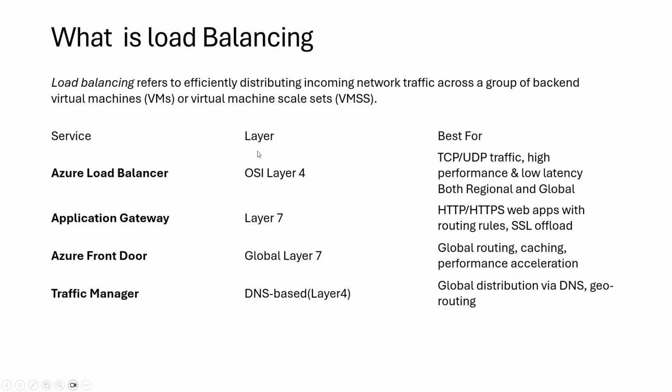Now let's discuss the third load balancing service provided by Azure, which is Azure Front Door. Azure Front Door also operates at layer 7, but it is a global service as compared to Application Gateway. Azure Front Door is a global application delivery network that acts as a smart front entrance to your web application. It routes users to the closest or healthiest backend region, accelerates traffic through Microsoft's Edge network, handles SSL encryption, and instantly fails over if a region goes down, ensuring fast, secure, and highly available access worldwide.